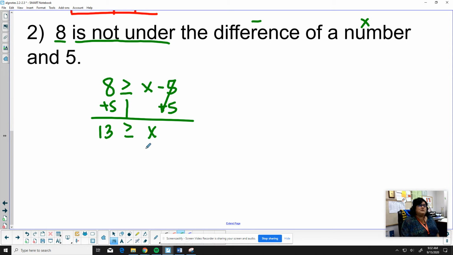Now the problem with this is, unlike equations where you can leave the x in the front or the back, in an inequality, the x must be in the front. So I have to do a flip here. So x is going to come to the front, and 13 is going to go to the back. They switch places, and greater than or equal to becomes less than or equal to. So I switch it around, and then this is my answer.